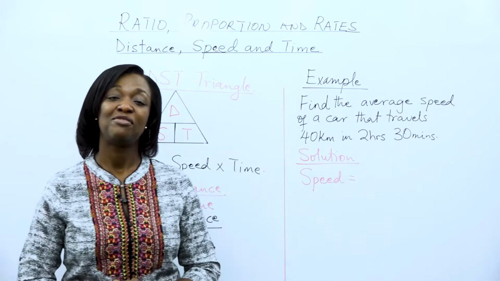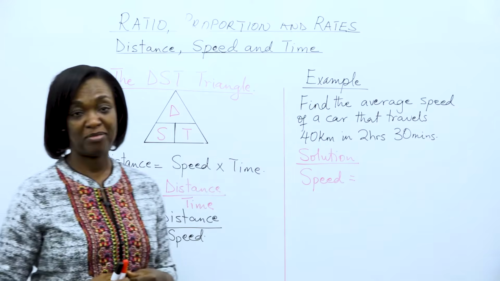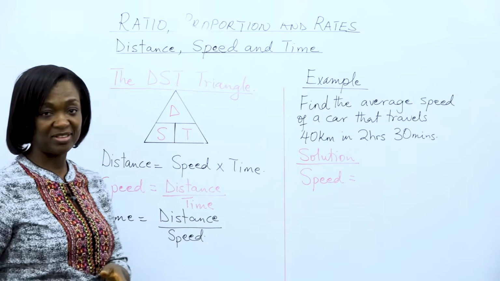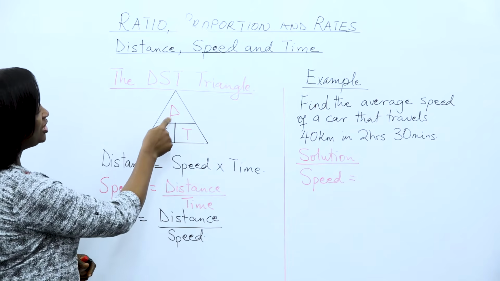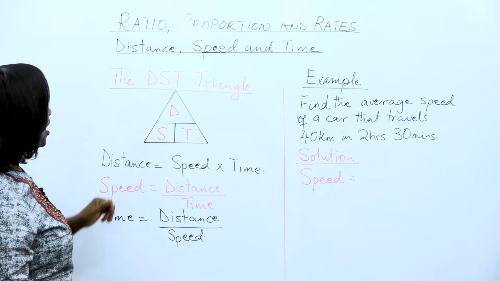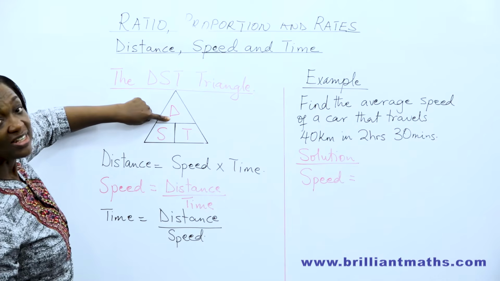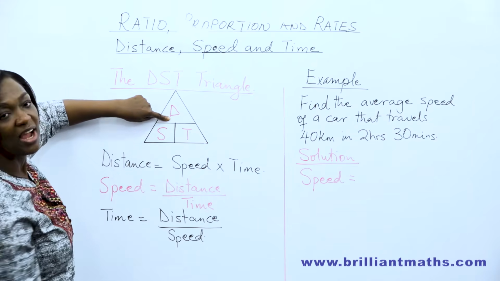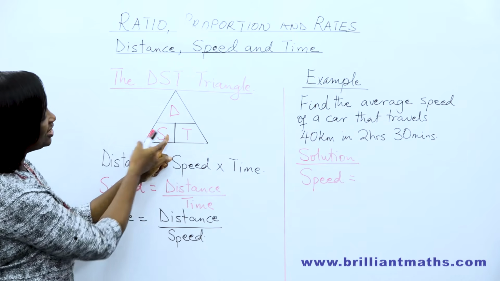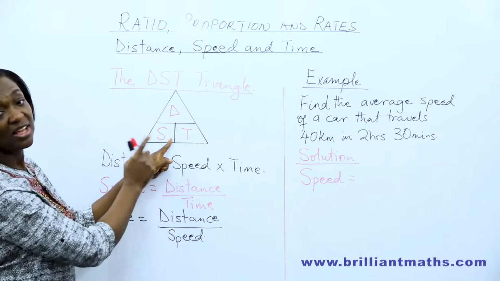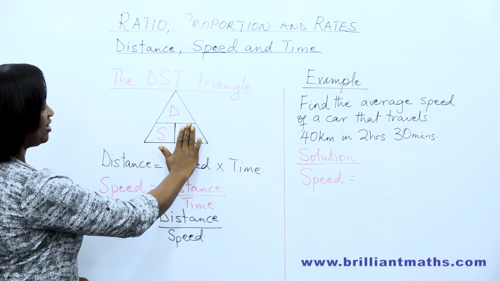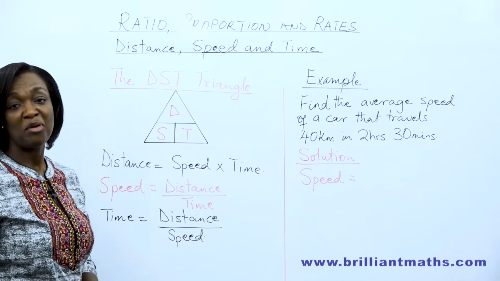We want to solve problems that involve distance, speed, and time. There is a distance, speed, time triangle, which makes it very easy. So on top of the triangle, we have a D, and then S and T. Look at how it works. If you want to find distance, distance is speed times time. If you want to find speed, speed is distance over time. So you are dividing the distance by the time to get the speed. And if you want to find time, time is distance divided by speed.